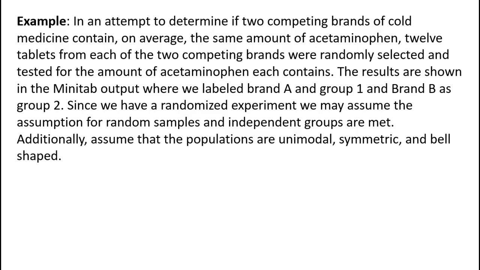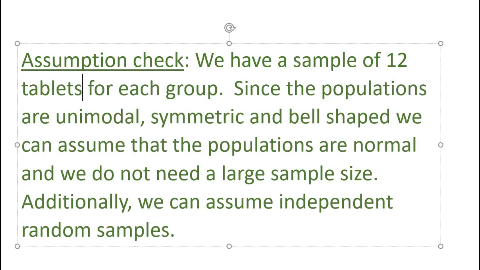So as always, when computing a significance test, we want to start out by checking our assumptions. Assumption check: we have a sample of 12 tablets for each group. Since the populations are unimodal, symmetric, and bell-shaped, we can assume that the populations are normal and we do not need a large sample size. Additionally, we can assume independent random samples.